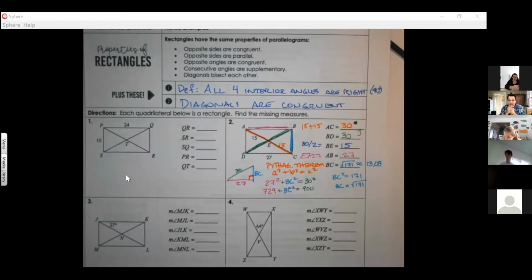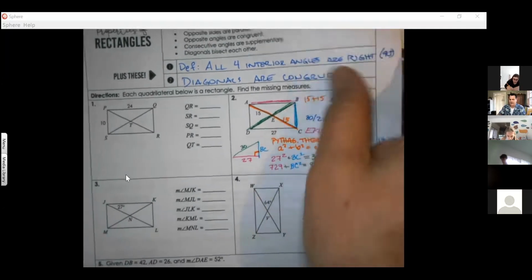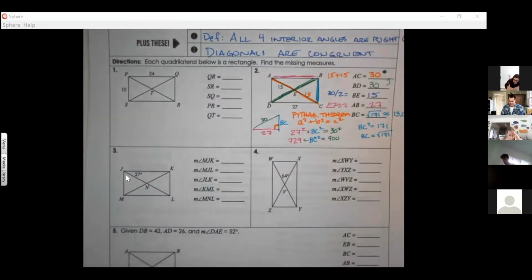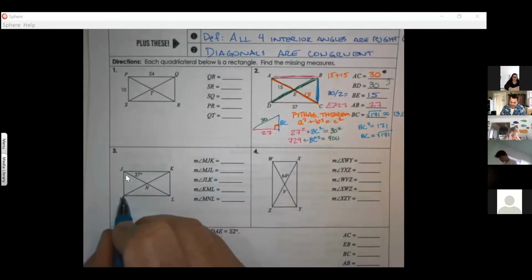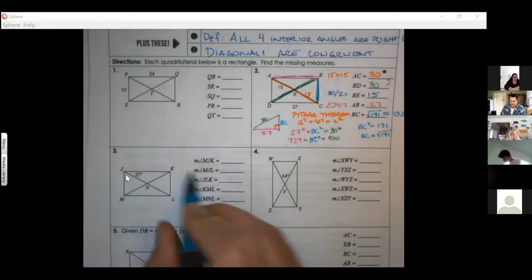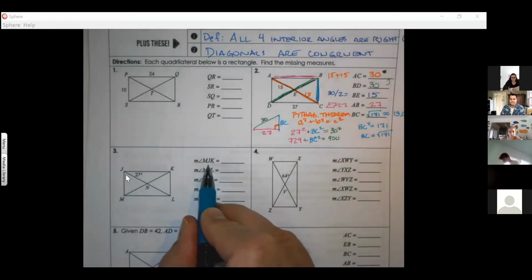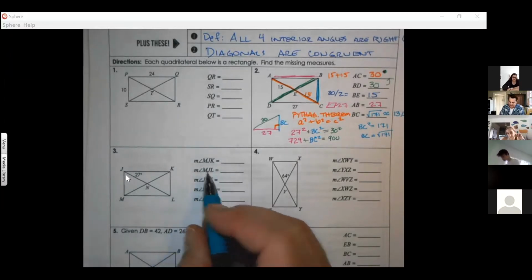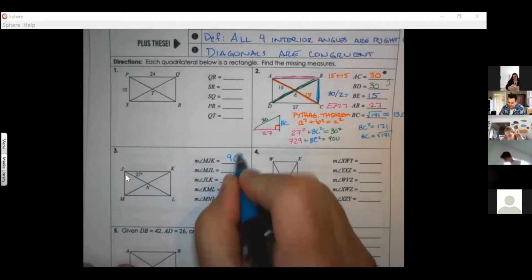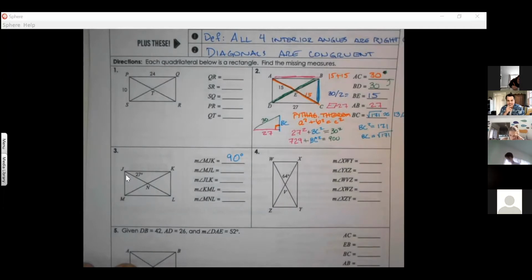Any questions on this first problem we did? Okay, let's take a look at number 3 as well, because that deals more with the angles rather than the sides. First, we're doing MJK. MJK. How big is that angle? 90 degrees. Sure is. It's a full interior angle, which in a rectangle is 90 degrees. This time it does get a degree symbol. Okay, what about MJL?